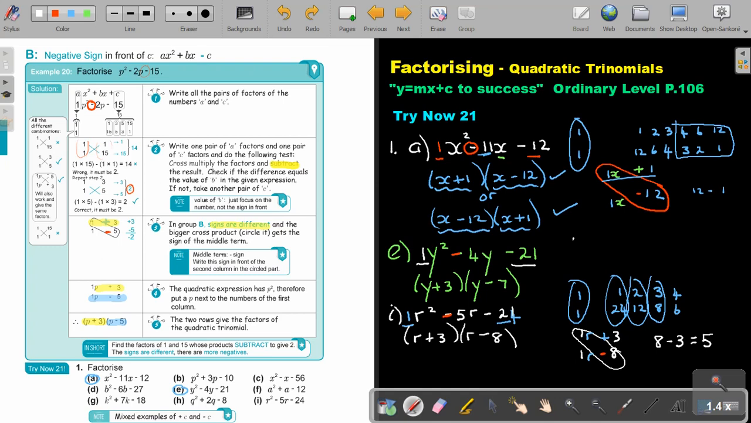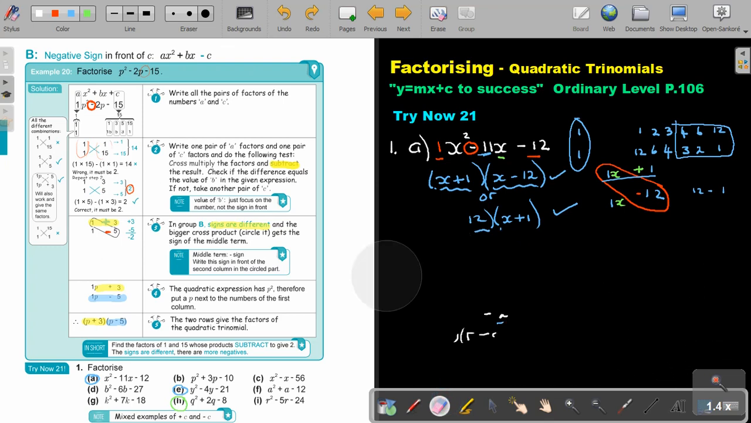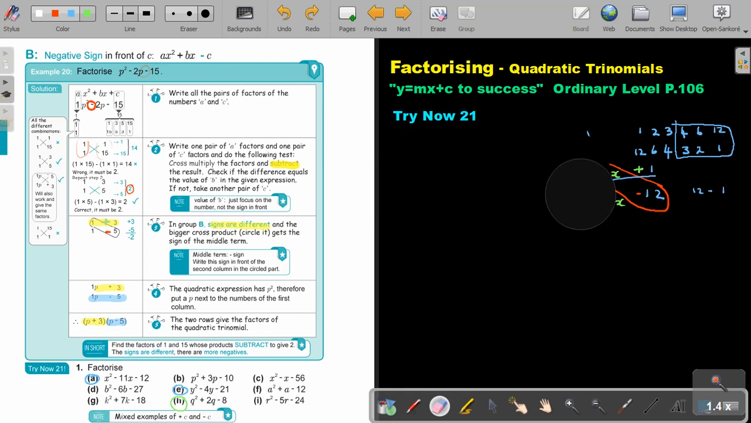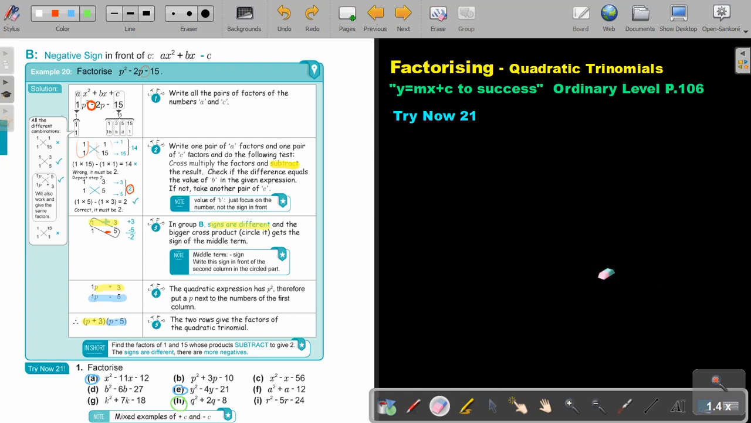Okay, before we go on to the mix, where we're going to mix both of these, just to make sure that you don't get confused, I want you to do just one with a positive. So let's do number H. Number H. You can again stop the video, and as soon as you are finished, you can continue. Okay, so this is going to be q squared plus 2q minus 8.